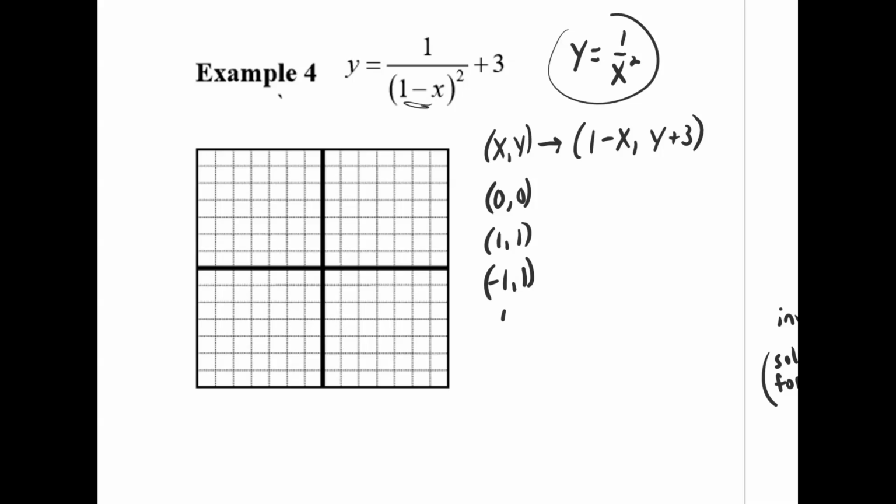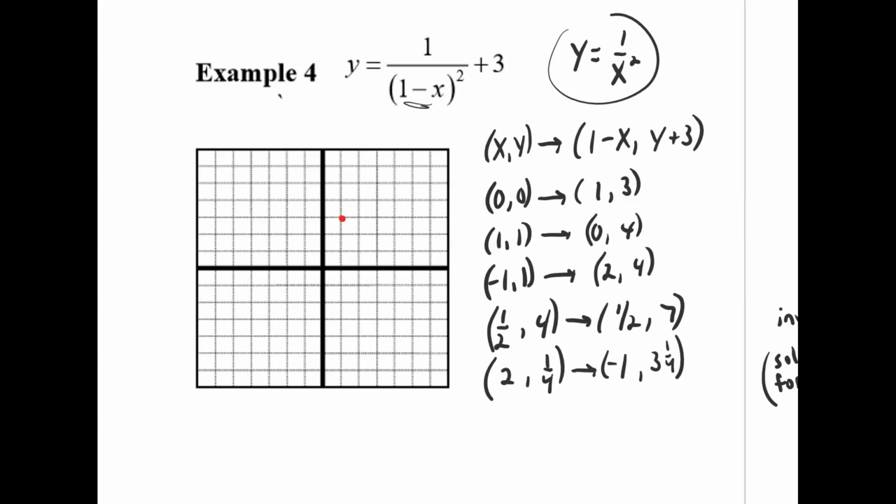If we plug in a 1/2, and we saw this on the other example, we get 4, right? 1 over 1/4, which is 4. If we plug in a 2, we get 1 over 2 squared, which is 1/4. Let's see what happens with those points. All right, so there's our important points here.